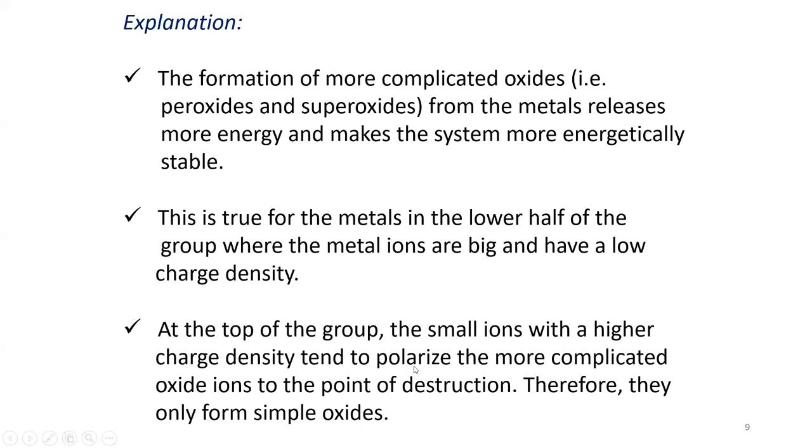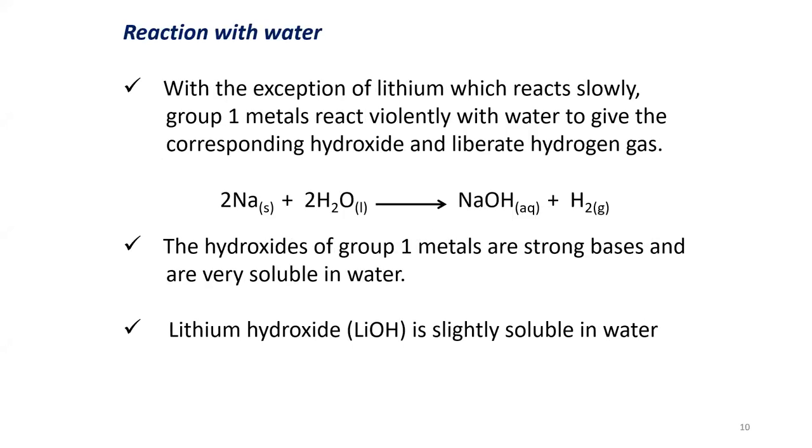And because of this, it has a very high polarizing power. For polarizing power, when it attracts the atom, it polarizes the atom from which the electron comes. So that is what we mean by the small ions with a higher charge density tend to polarize the more complicated oxide ions to the point of destruction. Therefore, they form simple oxides, because of the polarizing power.